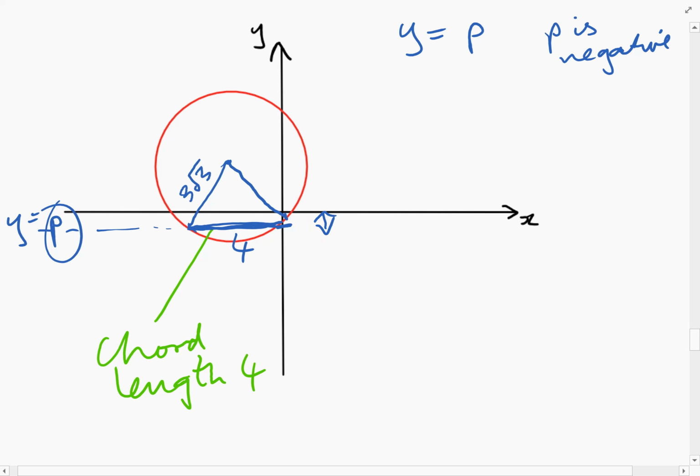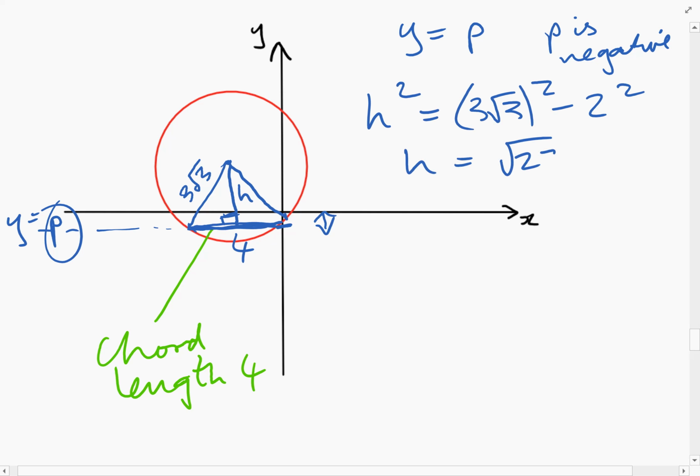Okay, so let's see if we can do that by finding the height of this triangle. And it's going to be a right angled triangle. We've split the isosceles into 2 right angled triangles. So now we can use Pythagoras. So h squared is going to equal 3 root 3 squared minus half of the 4, which is 2 squared. And so h would be the square root of 23.